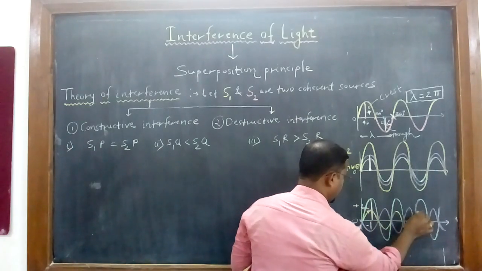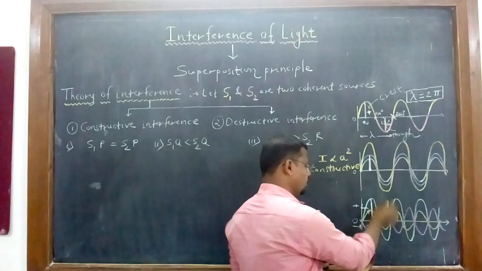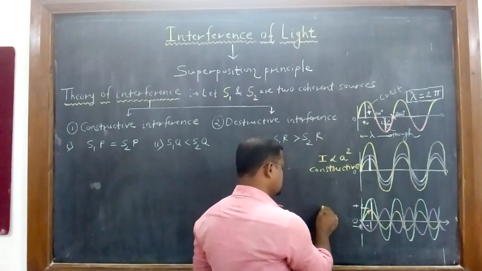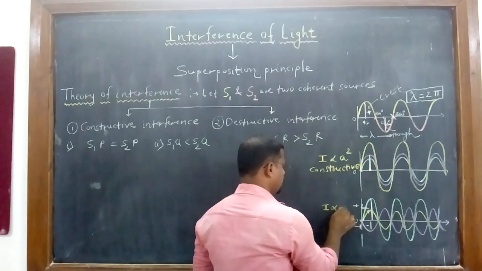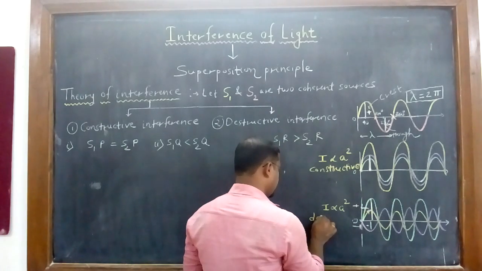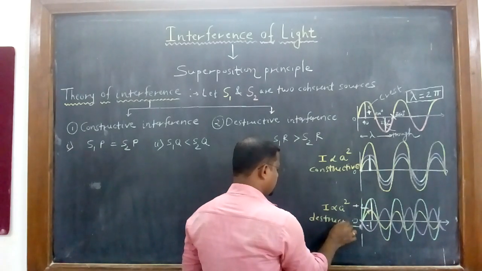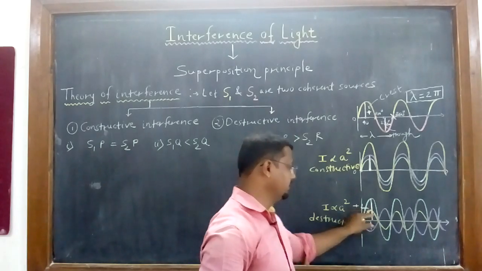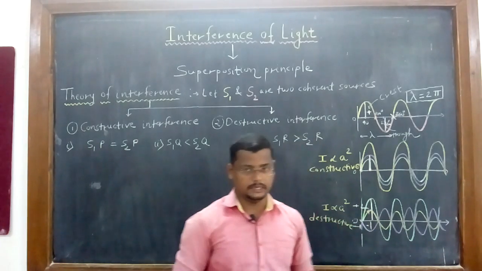So what is the amplitude of the resultant wave, the yellow color? Has it decreased now? And again we know the intensity of the wave is directly proportional to the square of the amplitude, and here we will have the destructive interference. Why destructive interference? Because the intensity of the resultant light goes on decreasing.